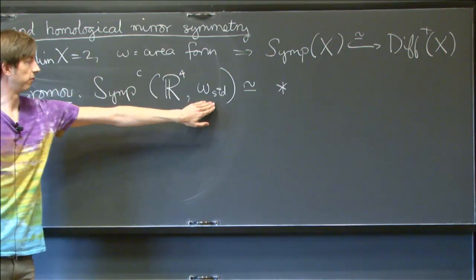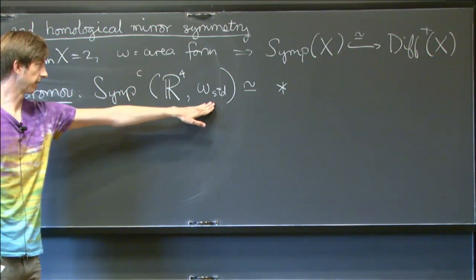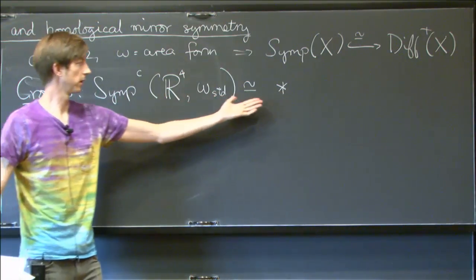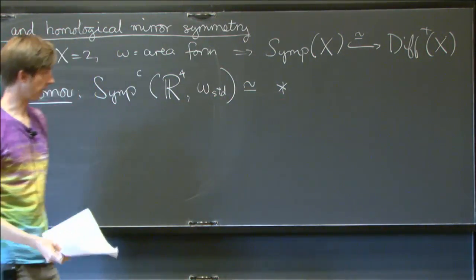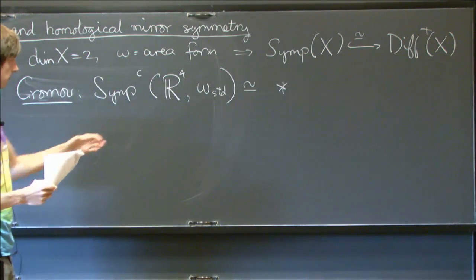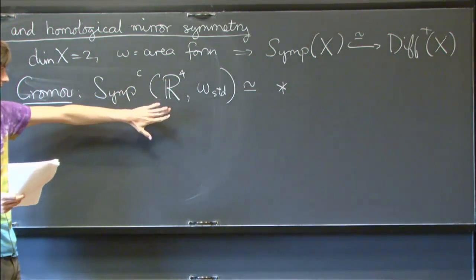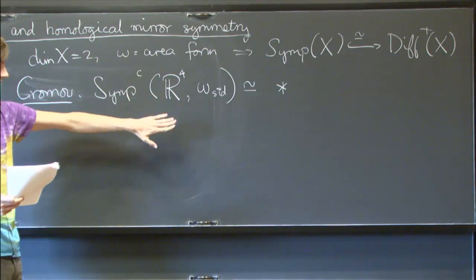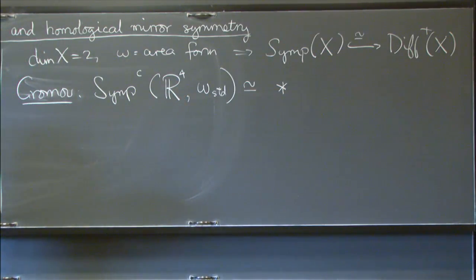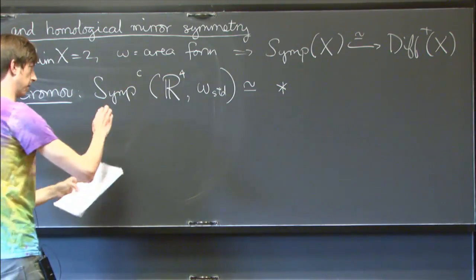We can equip R4 with a standard symplectic form, and the compactly supported symplectomorphism group is contractible. This was proved by Gromov. The analogous question about the compactly supported diffeomorphism group of R4 is not known. So this is something symplectic.